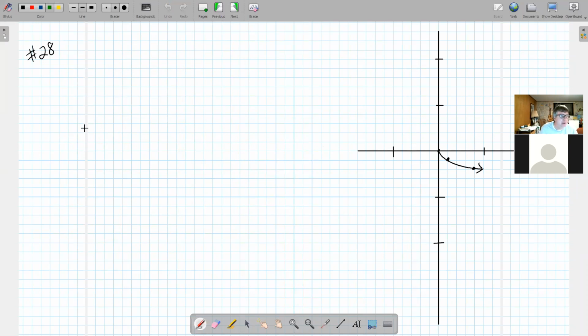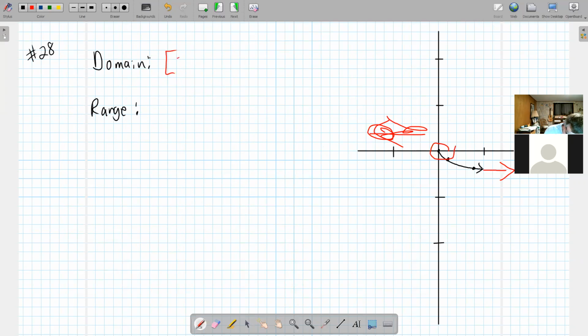Once more, let's go back to black here. Domain and range. Okay. Now, this graph starts right here, but it continues on to the right. But it doesn't go forever to the left. This doesn't happen here, okay? So where does it start? It starts at x is 0 and continues on to positive infinity.